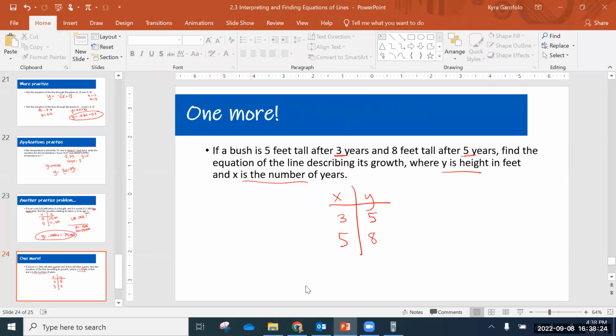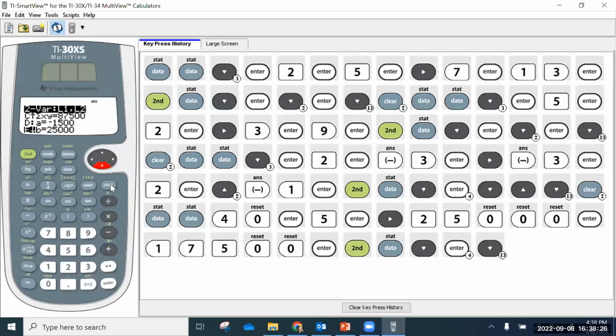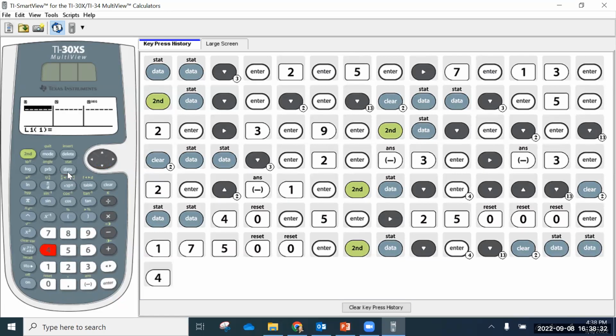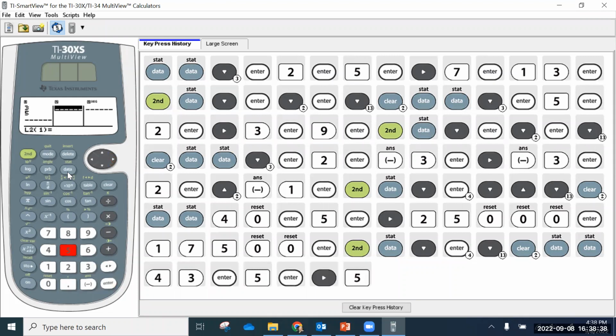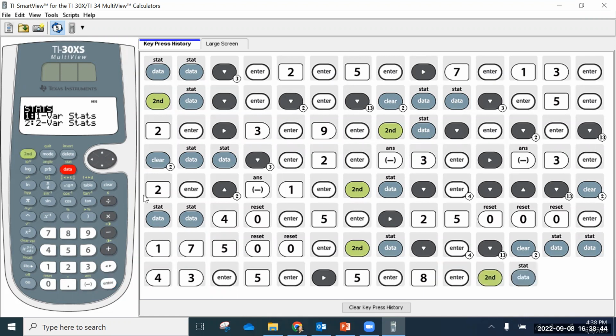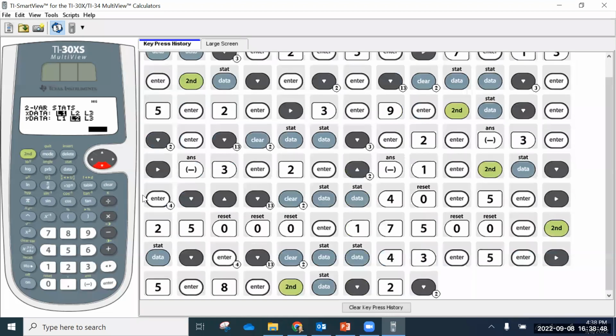Just like this. We're going to do data twice. We're going to clear it. And we're going to say, okay, we know we had 3 and 5 and 5 and 8. Double check for typos. Press second data, which is stats. Go to that 2 variable stats. All of that's good. And scroll way down.